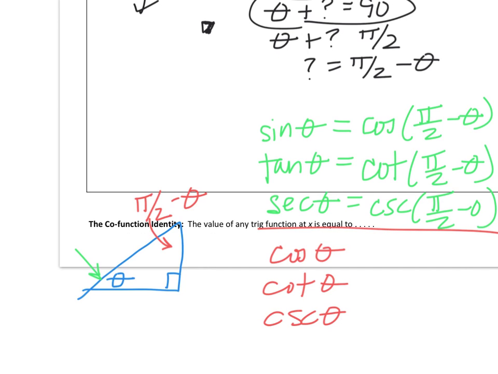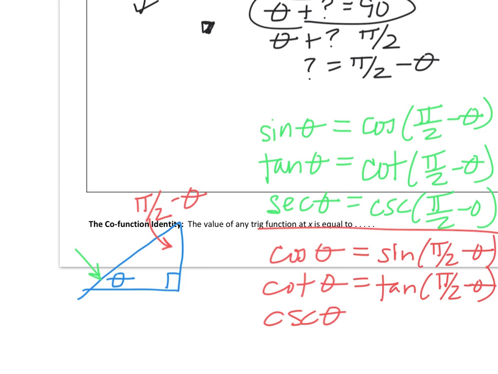So here's the other three trig ratios. So if I do cosine of that bottom left angle, that's going to equal sine of pi over 2 minus theta. Cotangent, its cofunction is tangent, and I would use the top angle, and that would give me the same ratio. And then for cosecant, it would be secant of that top angle, which is pi over 2 minus theta.